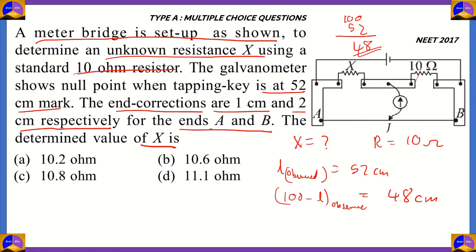Next, it's given that the end correction for end A is 1 centimeter and the end correction for end B is 2 centimeters. So what does that mean?